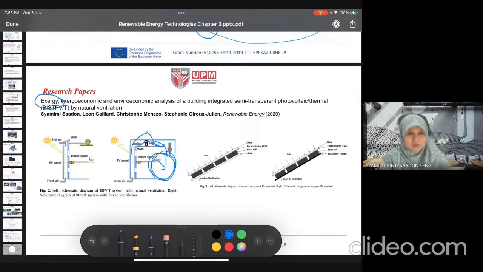Because to protect the PV cell, normally the PV is encapsulated by another material, which usually is this EVA material. Then the solar cell and a back sheet. So there are two types of PV module, PV cell: opaque or semi-transparent.